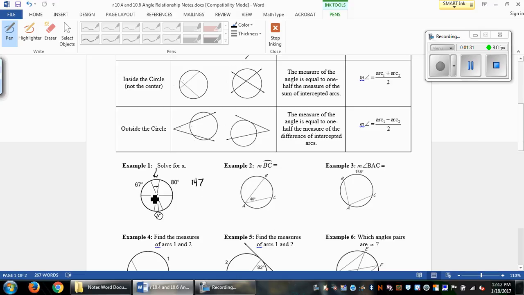Since we have a line passing through the diameter, that means we have 180 degrees for this semicircle. So 180 degrees minus 147 degrees is 33 degrees. That makes this arc 33 degrees, which would make this arc 33 degrees. So x is equal to 33.